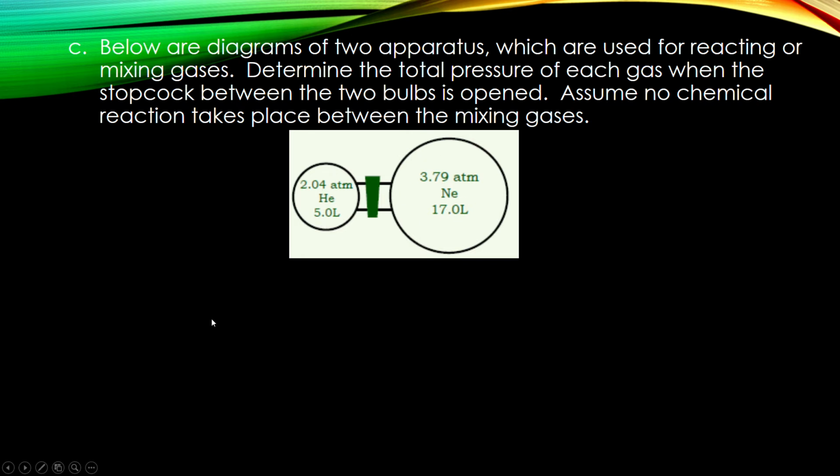So we need to determine the total pressure of each gas when this is opened. We have to assume no chemical reaction takes place between the mixing gases. Now, this sounds like a partial pressure problem, and it kind of is, but because I have all of the helium trapped in here and all of the neon trapped in here, notice that the volumes are different. So if you think about it, if I release this, the helium is going to move and fill both sides, and so will the neon.